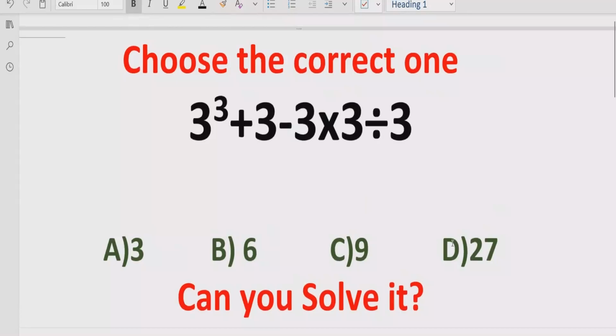Today we will solve another quiz which is related to arithmetic expression. The quiz contains the basic operations: plus, minus, multiplication and division. So we have to solve this quiz using PEMDAS and BODMAS method and find out the correct answer. In the answer list we have four answers. A is 3, B is 6, C is 9 and D is 27. So let's see after solving it which answer is correct.